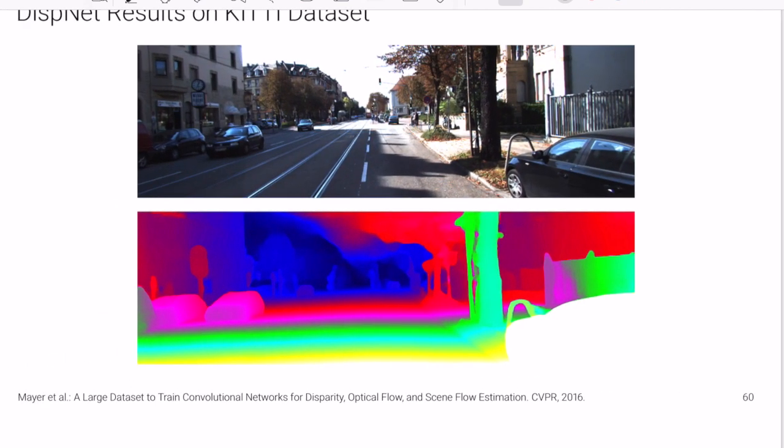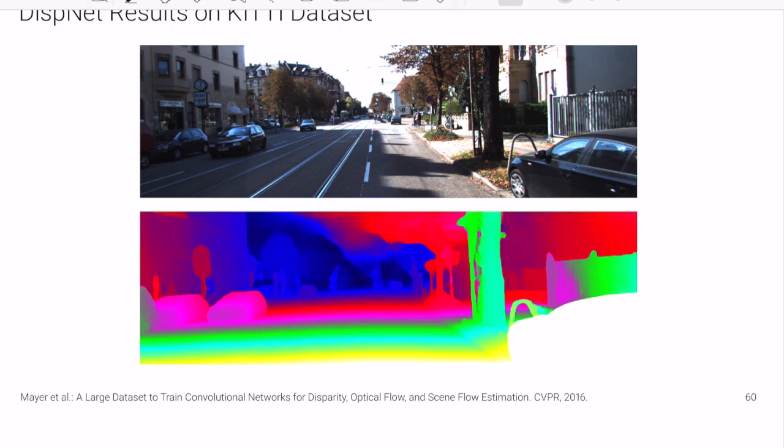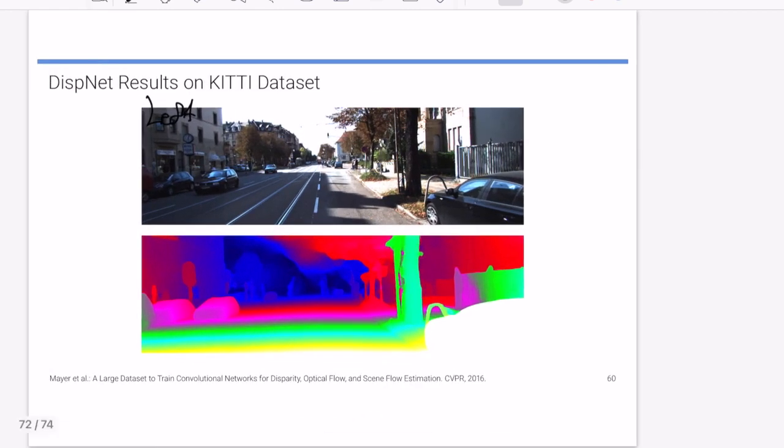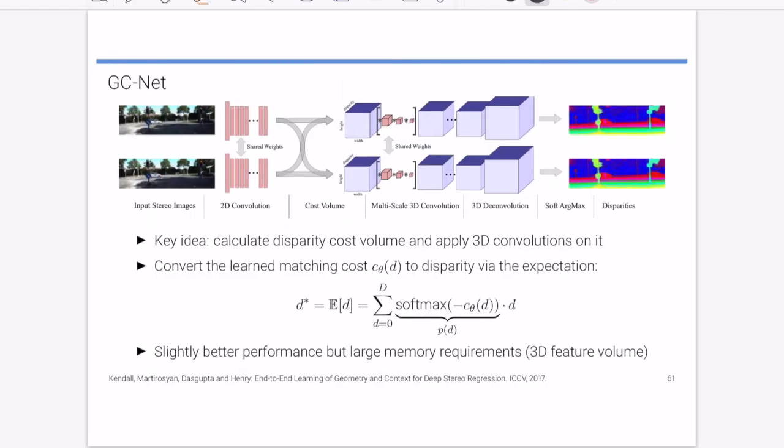So anyway, this is the result of DispNet. This is the left image, and this is the left disparity map. Compared to the previous pioneering work, DispNet output was much better. And after this paper, there have been so many other end-to-end learning methods, for example, GCNet, End-to-End Learning of Geometry and Context for Deep Stereo Regression, which was called GCNet.